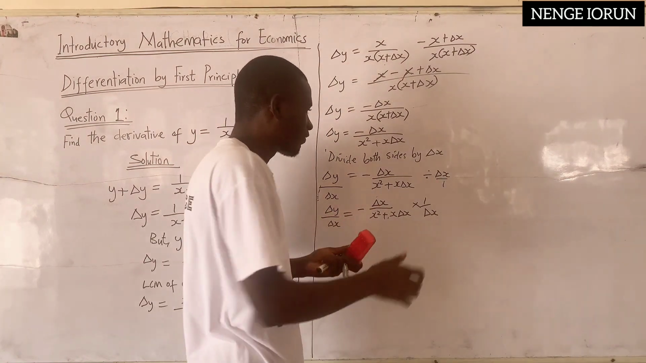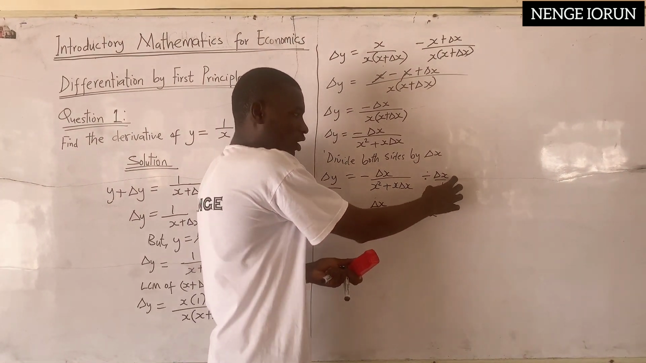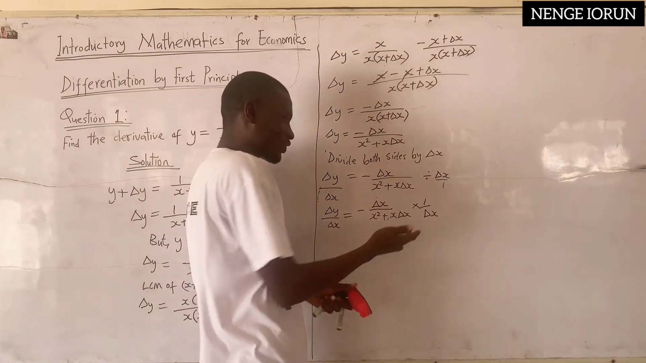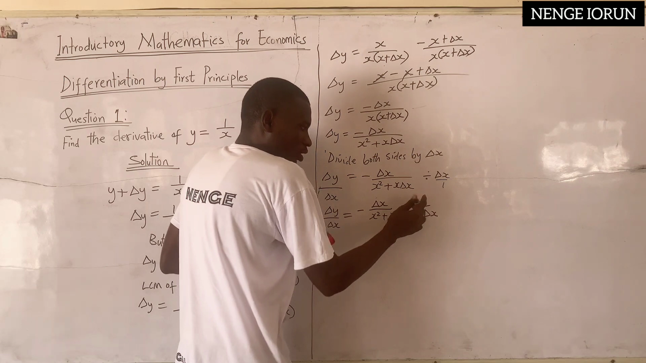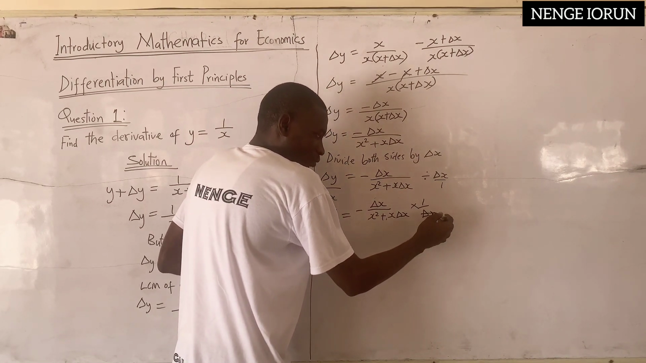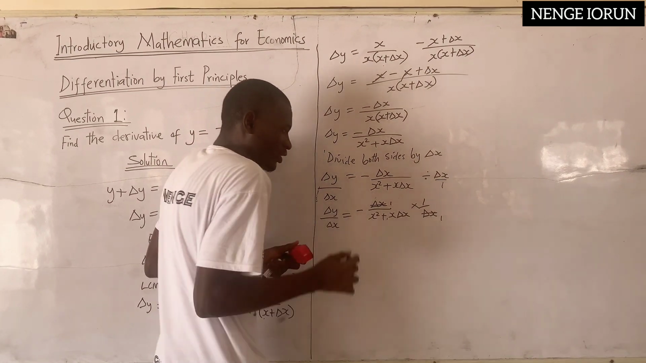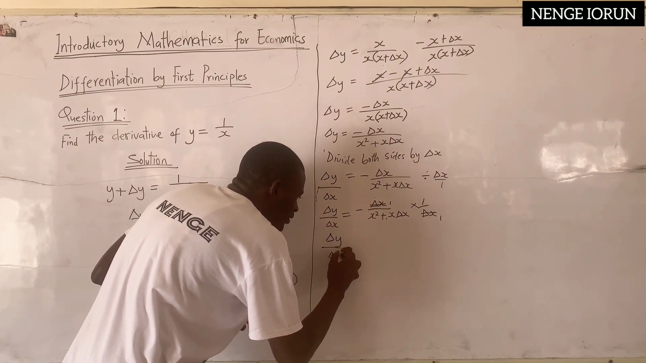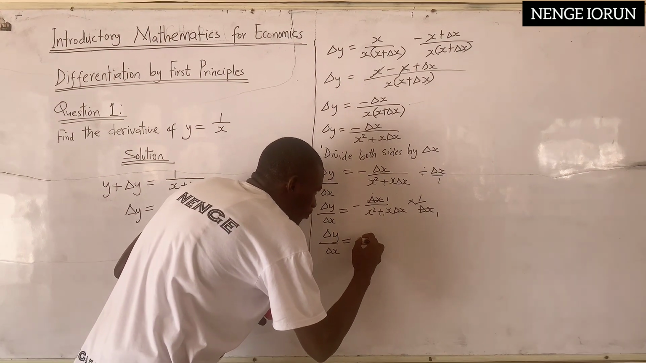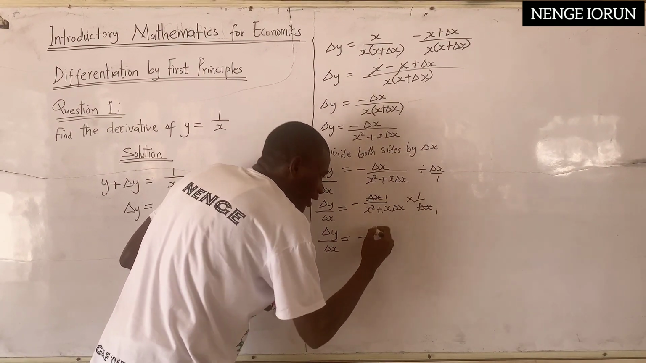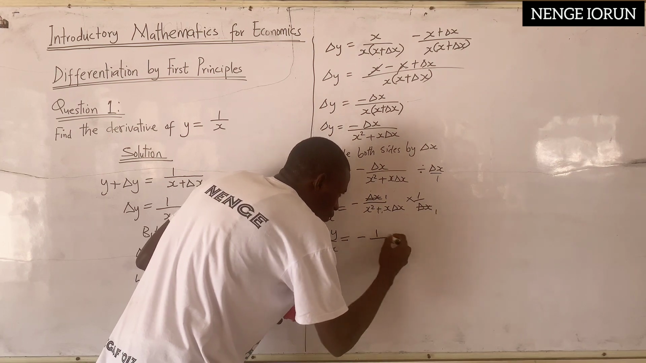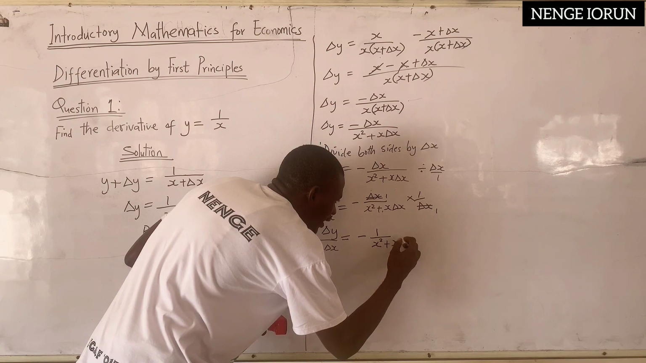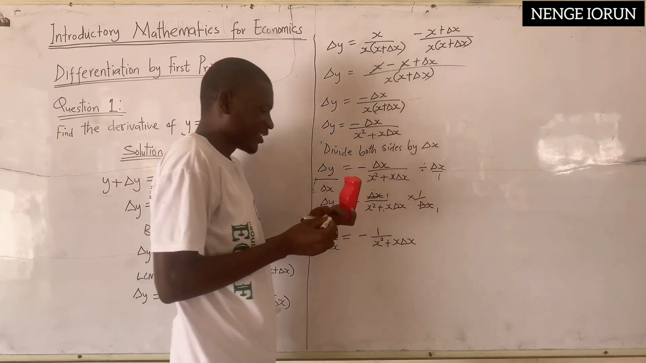The difference is we are taking the reciprocal of this thing. Once you take the reciprocal, the division sign will turn to multiplication, as you have seen here. So delta x, you cancel this one time, you cancel this one time. So you are left with delta y over delta x is equal to minus 1 times 1, which is 1, over x squared plus x delta x.